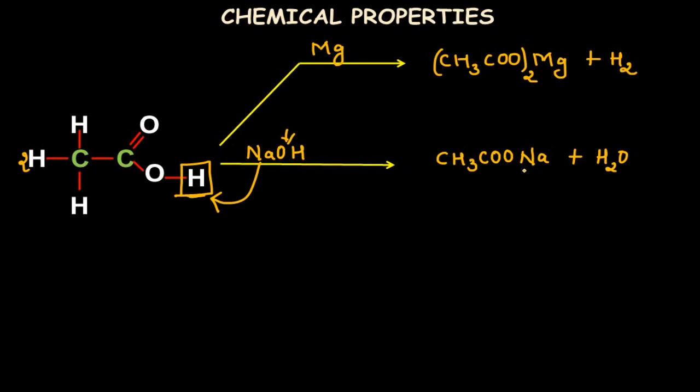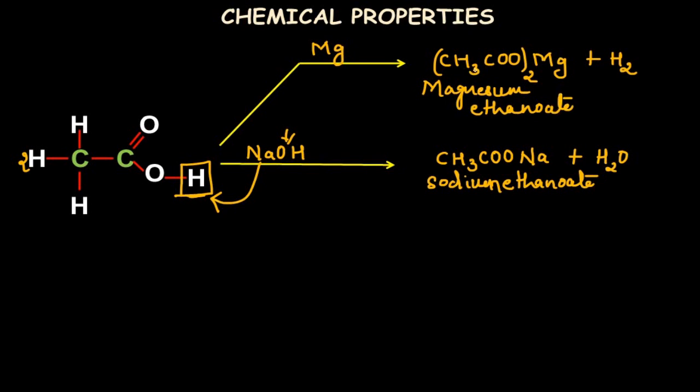If we name such salts, we have sodium ethanoate. Sodium ethanoate is the name of the salt. Similarly, here we will have magnesium ethanoate. This is the name of the salt, magnesium ethanoate. If the carboxylic acid is some other acid like propanoic acid, then we'll name it accordingly, like magnesium propanoate. If we take a metal oxide, we'll still get a similar product, a salt and water only.